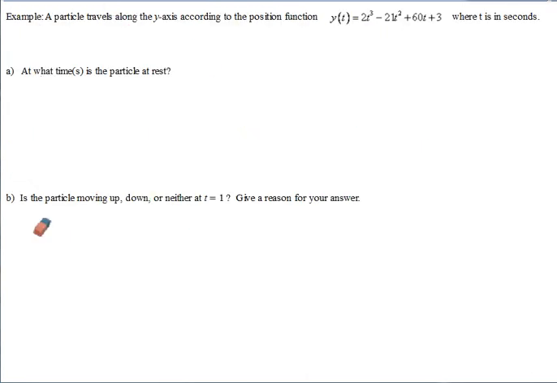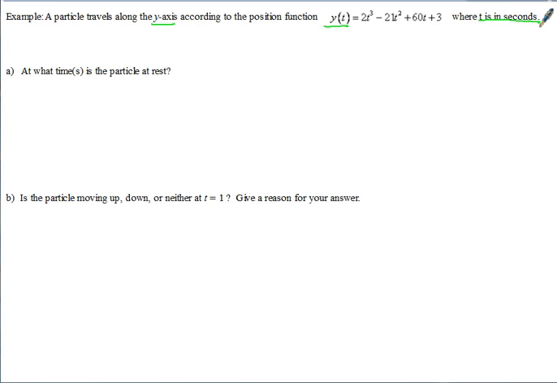All right, the next one says a particle travels along the y-axis, so it's moving on the y-axis according to the position function y of t. Notice they're calling the position function y of t, just to remind you it's traveling on the y-axis. So we're not using that position function we used before, because that was only for things traveling vertically near the Earth's surface. And t is in seconds.